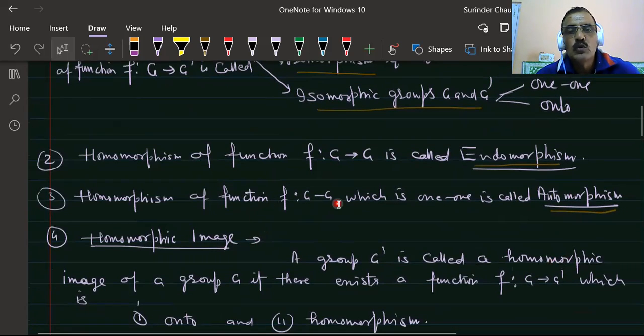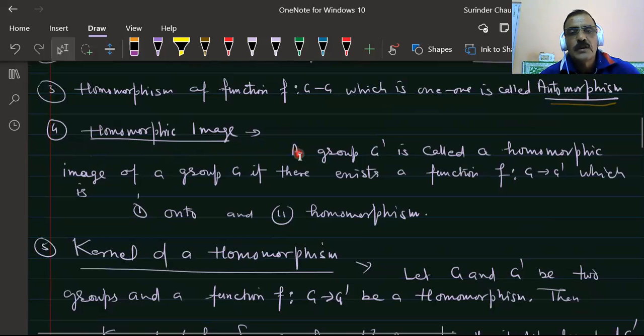If this mapping from G to G dash is a homomorphism as well as one-one, it is called an automorphism. A mapping from G to the same group G, if this mapping is homomorphic as well as one-one, it is called an automorphism.